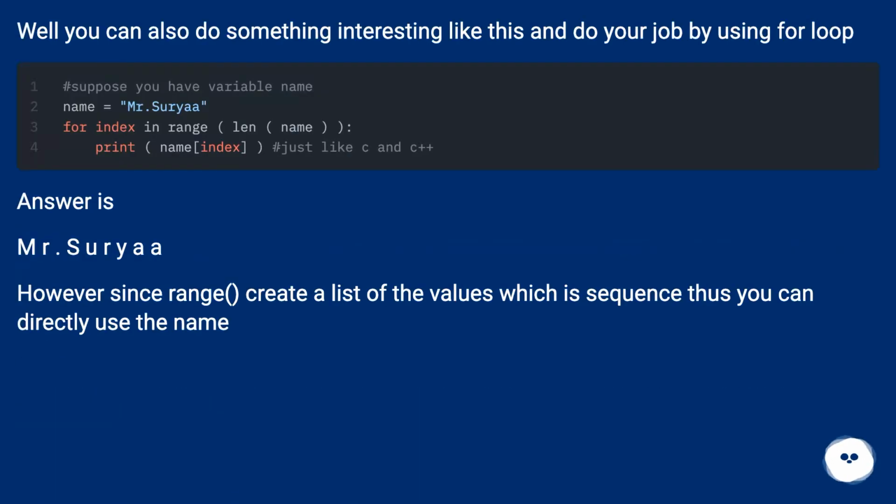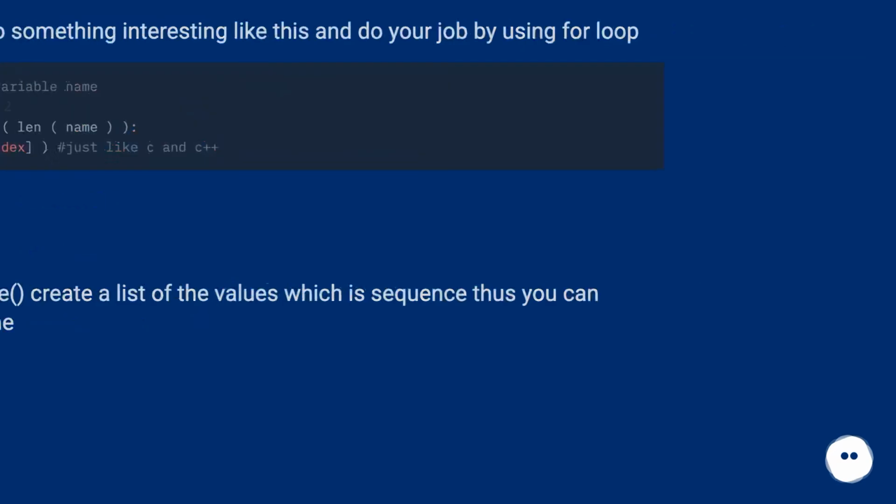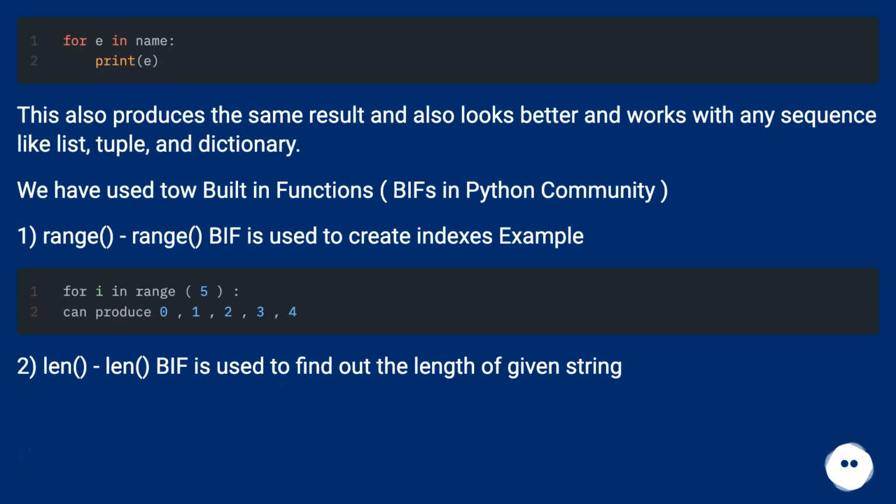Well, you can also do something interesting like this and do your job by using a for loop. Answer is suryaa. However, since range creates a list of the values which is sequenced, you can directly use the name. This also produces the same result and also looks better and works with any sequence like list, tuple, and dictionary.